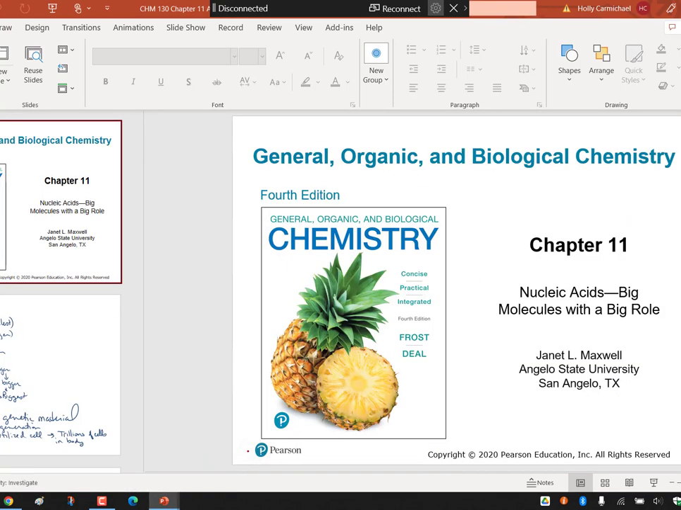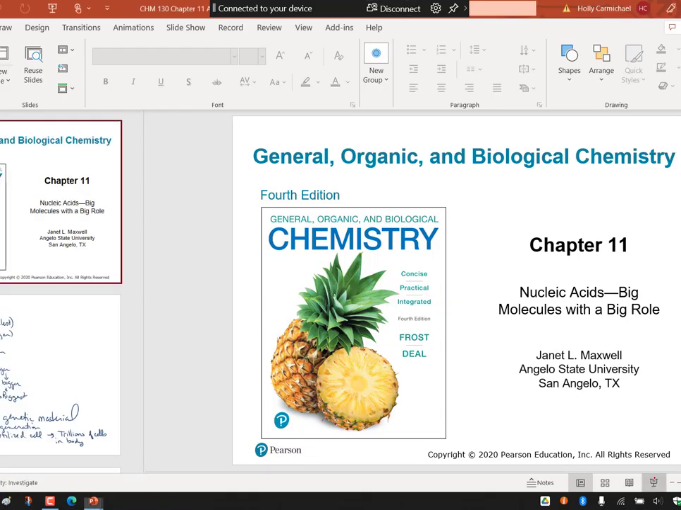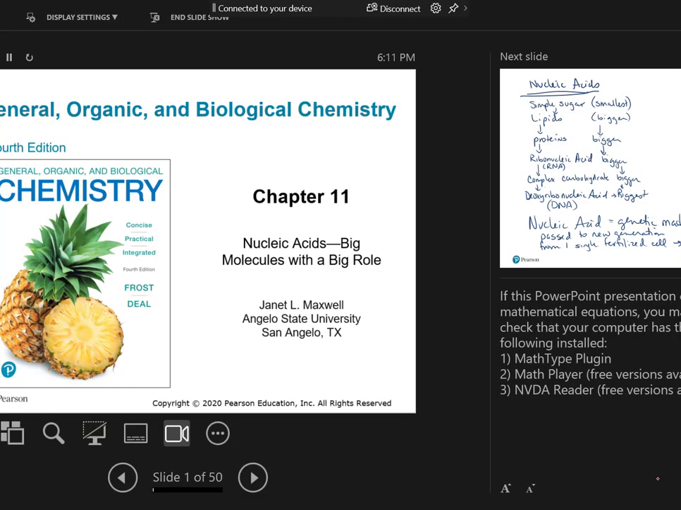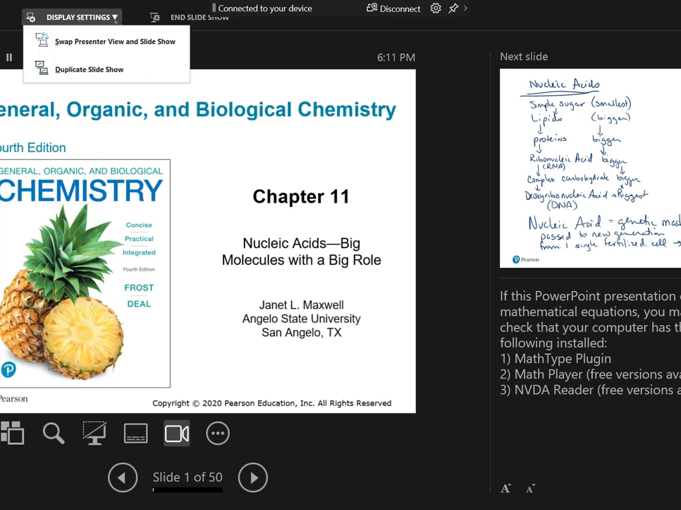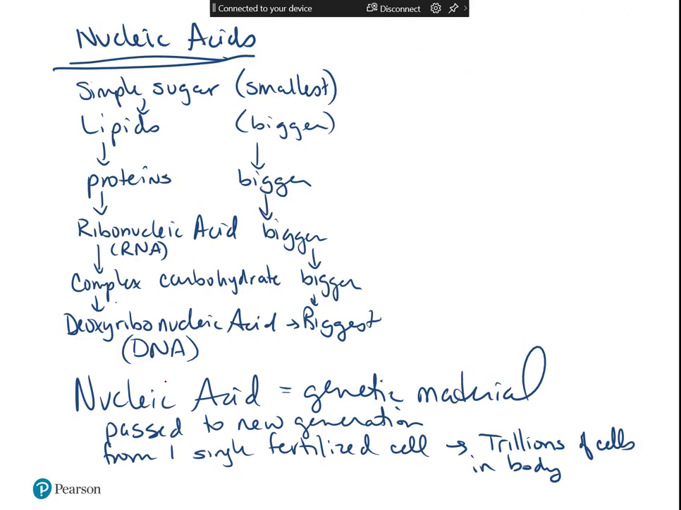All right. So that is the end of 10. So 11. 11 is nucleic acids. So with nucleic acids, we're talking about DNA and RNA. One thing that I like to do at the beginning of this chapter is think about DNA versus RNA in comparison to all of the other nutrients and molecules we've been talking about.